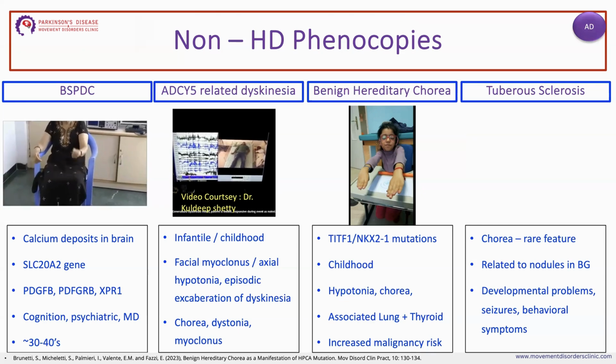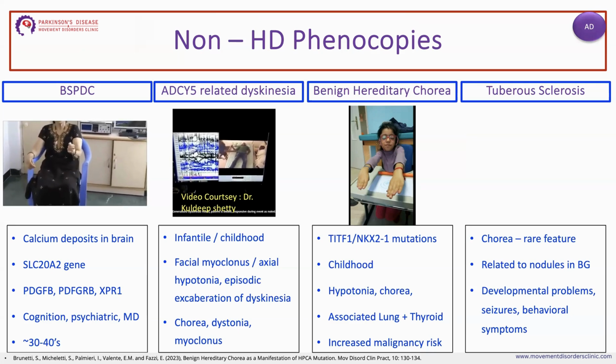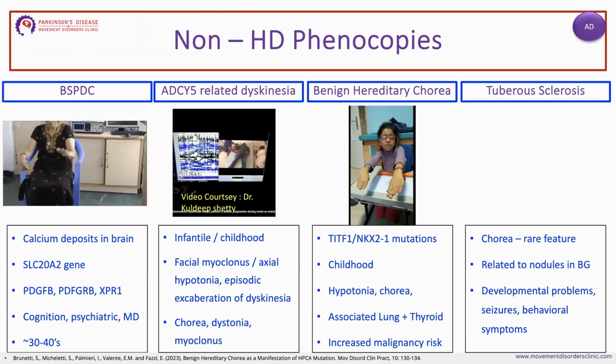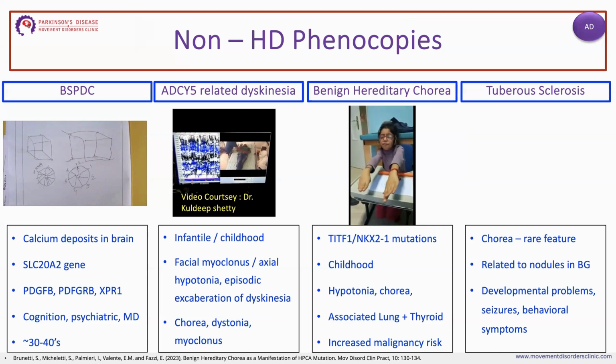Most of them, like bilateral striatopallidodentate calcification, show calcium deposits in the brain. This is related to the SLC20A2 gene, and people may have cognitive, psychiatric, and other movement disorders. ADCY5-related dyskinesias is a familial childhood-onset condition. Usually people can have facial myoclonus, axial hypotonic episodes, exaggeration of dyskinesias, and clinically they have chorea, dystonia, and myoclonus.